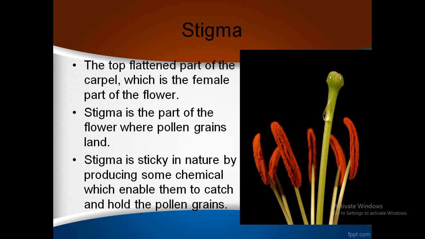Stigma is sticky in nature. As you can see in the picture, there is a liquid running from that stigma. This sticky liquid is produced by the stigma to catch or to attract pollen grains. When these pollen grains land on the stigma, they are unable to move away or fall down, because this sticky material, the sticky chemicals, holds those pollen grains.